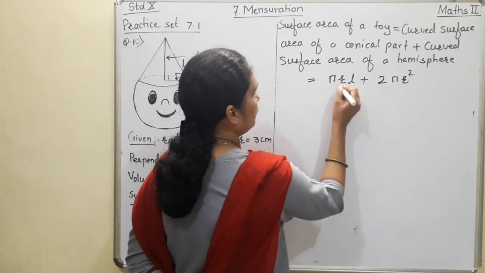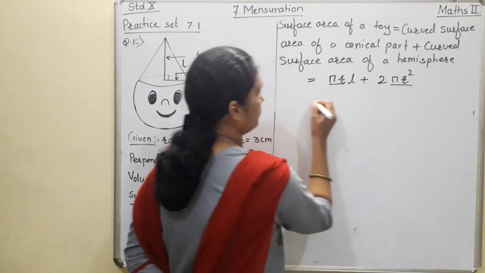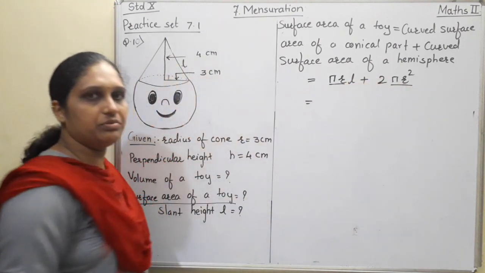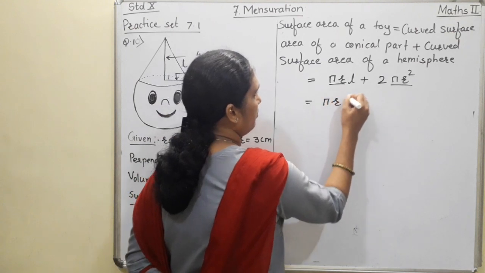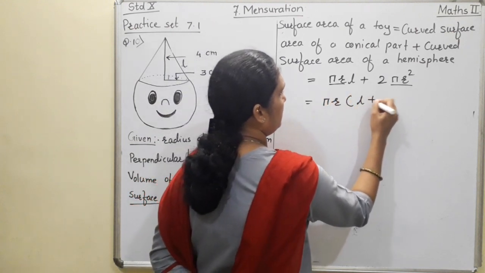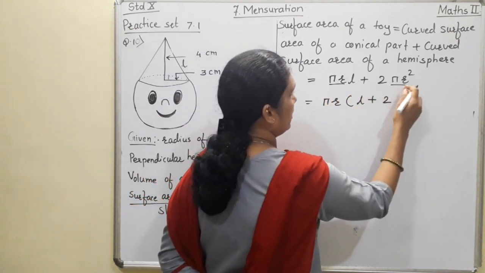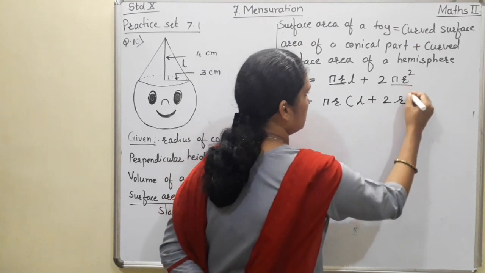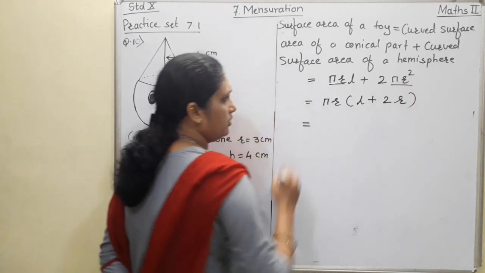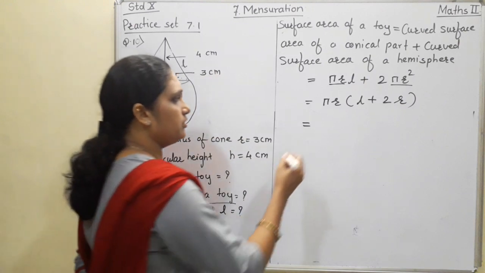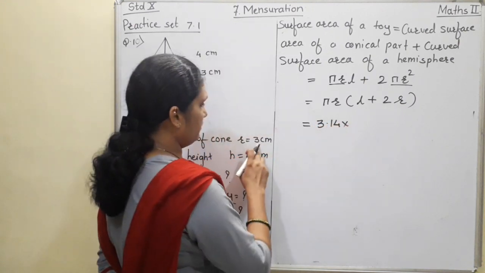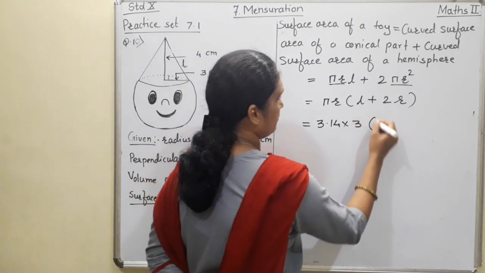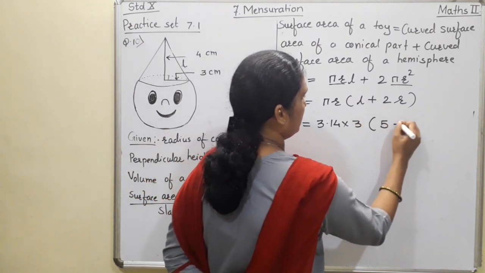Now again here, if you observe, pi r on both sides has a plus sign in between, so we can take it common. So pi r is common. What is remaining? L plus 2 r: one r is out, one r is inside. Now the value of pi we'll put, it is given 3.14. Radius is given 3. Slant height we got 5.